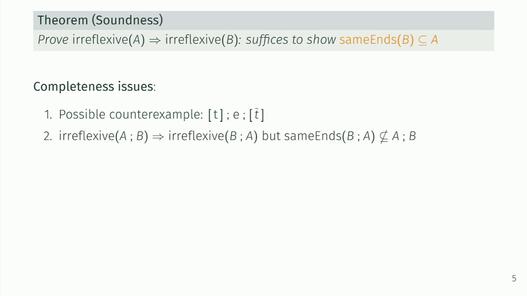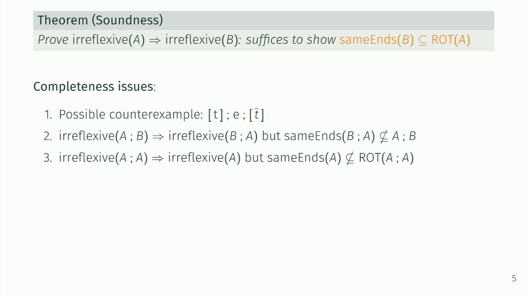The second issue is that I know that the irreflexivity of AB implies the irreflexivity of BA, but then clearly BA is not an AB. And the problem with this is that the inclusion that I'm trying to prove does not take rotations into account. So to fix this, I simply take the rotational closure of the right-hand side. So if AB is in my right-hand side, also BA is going to be in my right-hand side. And this is enough to fix the second issue.